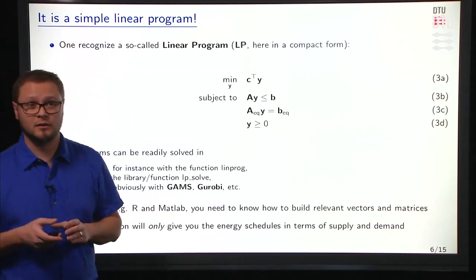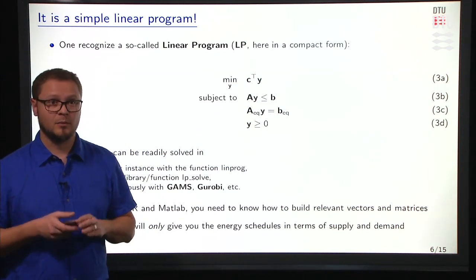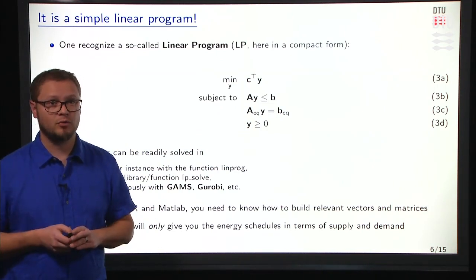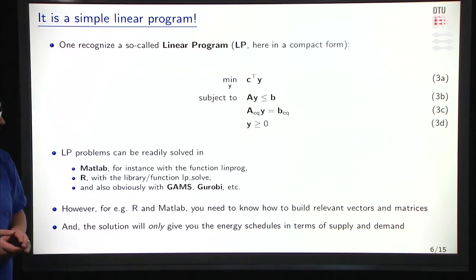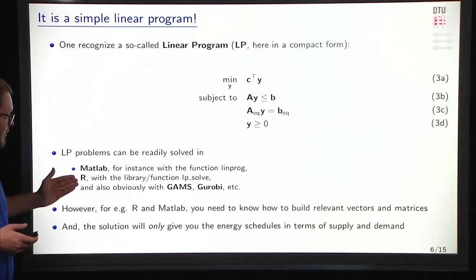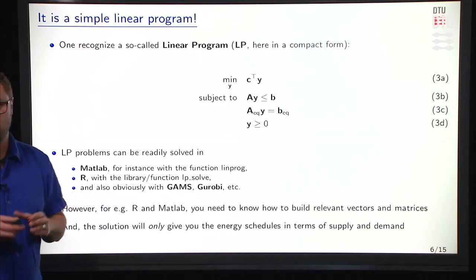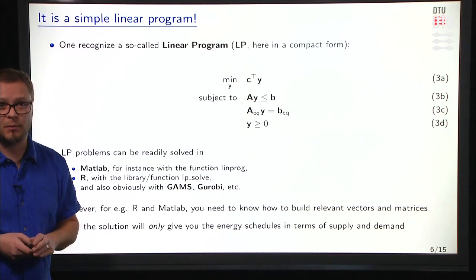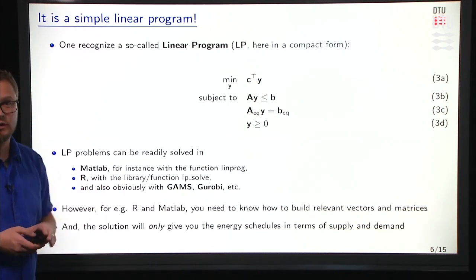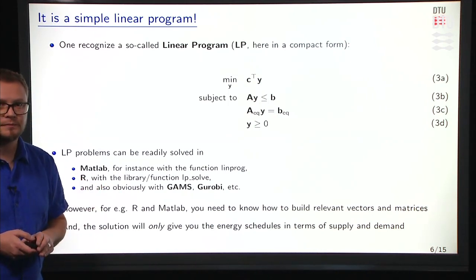a set of equality constraints, and in general, we want our decision variables to be positive. Why do we want to write it in a compact form? Because if you write your problem in a compact form, then you have access to a lot of solvers. In MATLAB, in R, in GAMS and Gurobi, if you describe your optimization problem, a linear program, in a generic manner, then they will solve it for you readily.